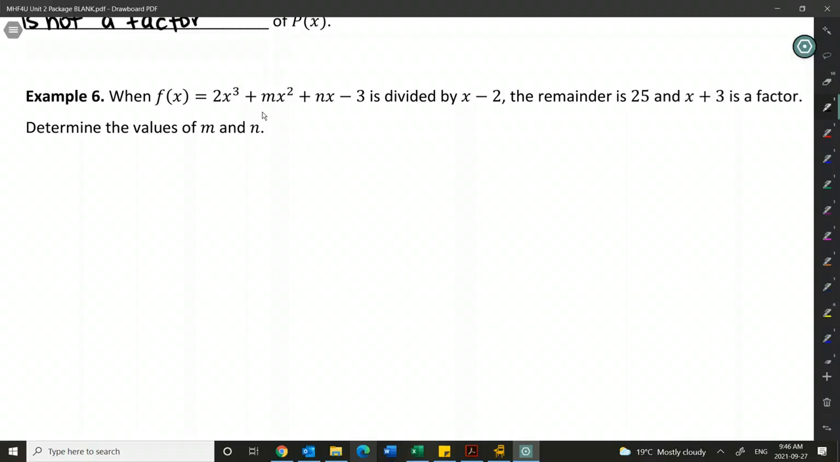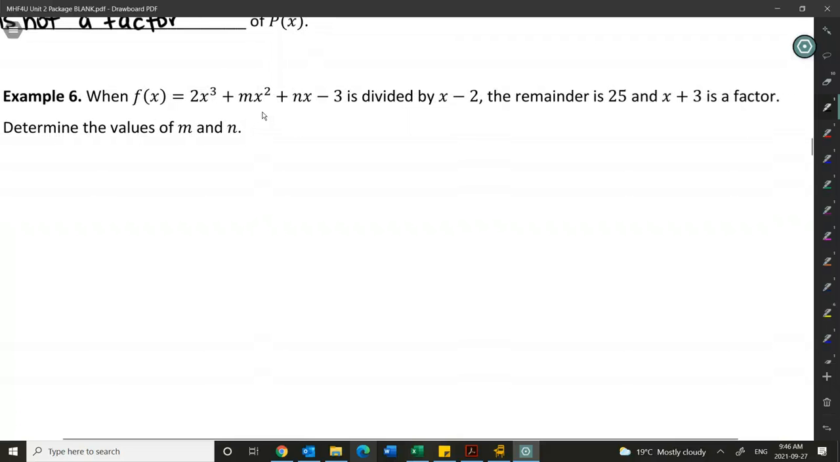Okay, so we have some polynomial f at x. It's divided by x minus 2. We get a remainder of 25. And then we're also given information that x plus 3 is a factor of the polynomial. Determine the values of m and n.